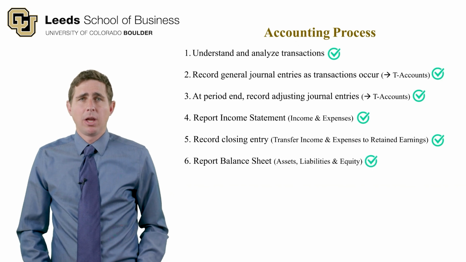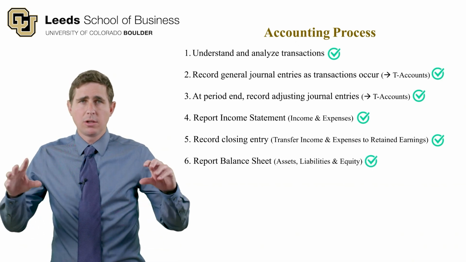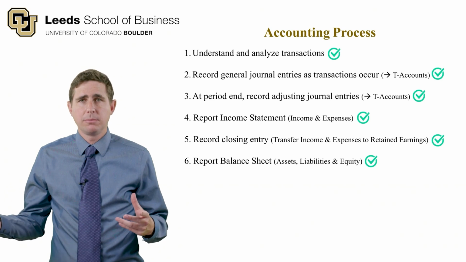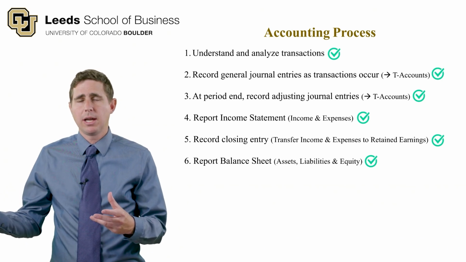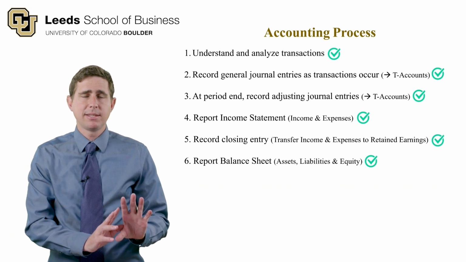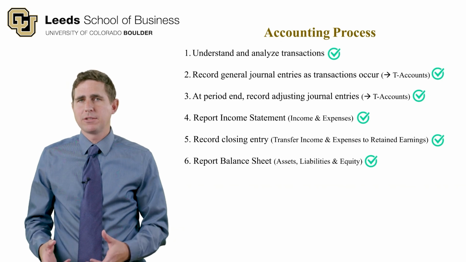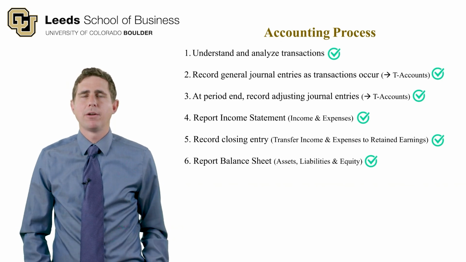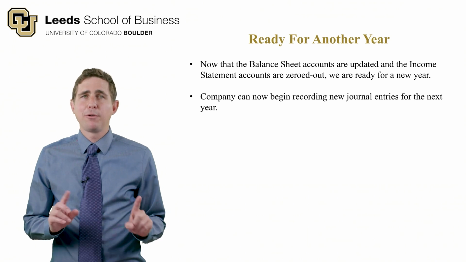So that's it. We've now understood and analyzed the transactions. We've recorded journal entries and posted them to T accounts. We did adjusting journal entries as needed and posted them to T accounts. Then we were ready to report our income statement, our income and expense accounts. Then we record our closing journal entry to balance our balance sheet, and we report our balance sheet. That's the accounting process. Now we're ready for another year.